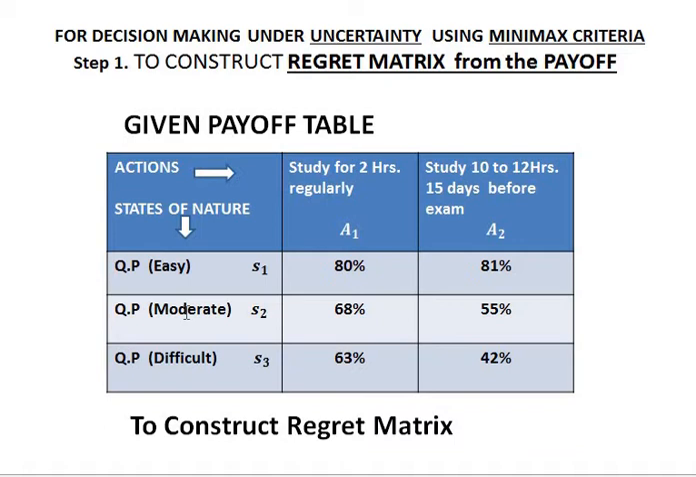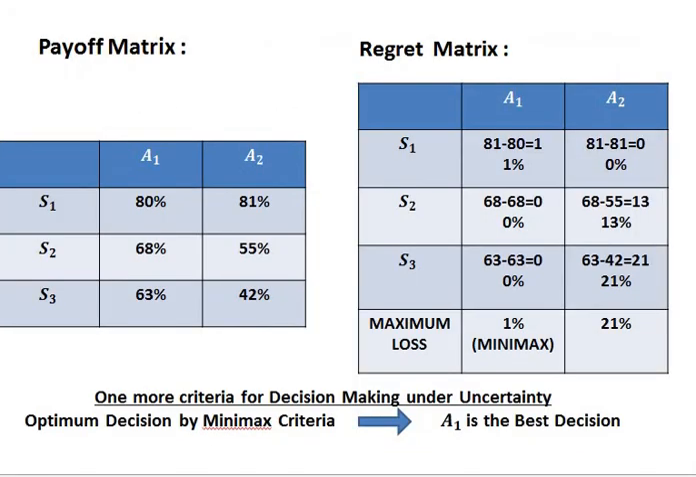So I think you will better understand if we proceed to the next slide. There I had just written down how we have found the regret value in general. Okay, this is the original payoff matrix, and from this the regret matrix is prepared. So you can easily observe 81 minus 80, 1%, 81 minus 81, 0%, 68 minus 68, 0, 68 minus 55, 13% less, same here 21% and 0%. So this will be the regret matrix.